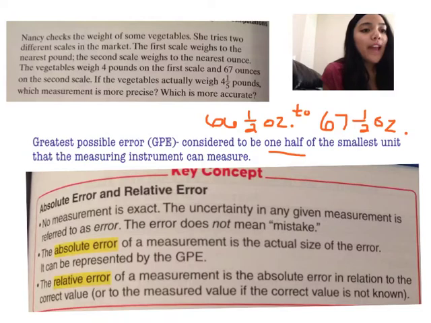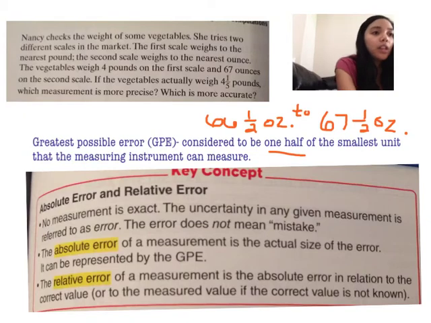So the absolute error of measurement is the actual size of the error. It can be represented by the GPE. The relative error of a measurement is the absolute error in relation to the correct value, or to the measured value if the correct value is not known. So there are equations for this, and we're going to go on to the next slide.